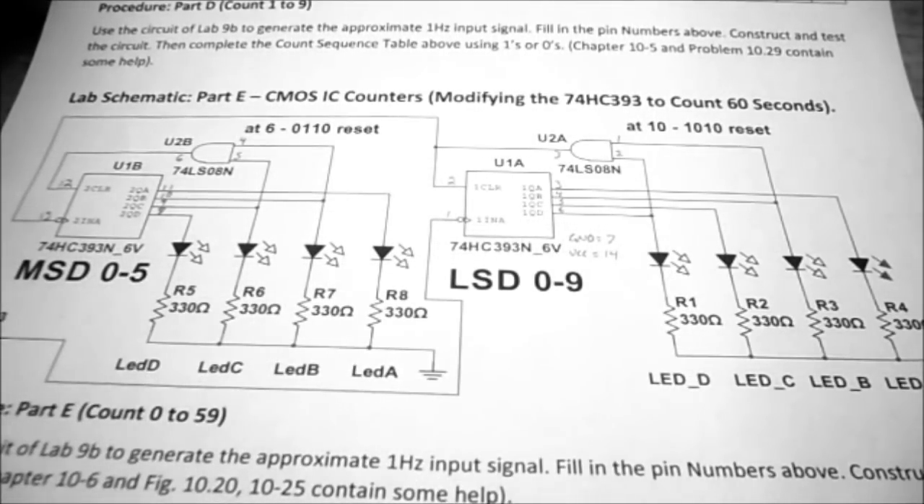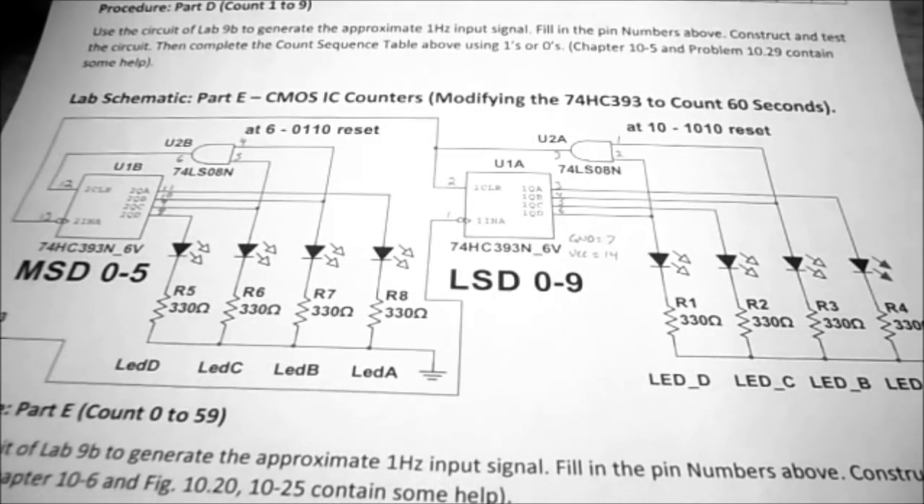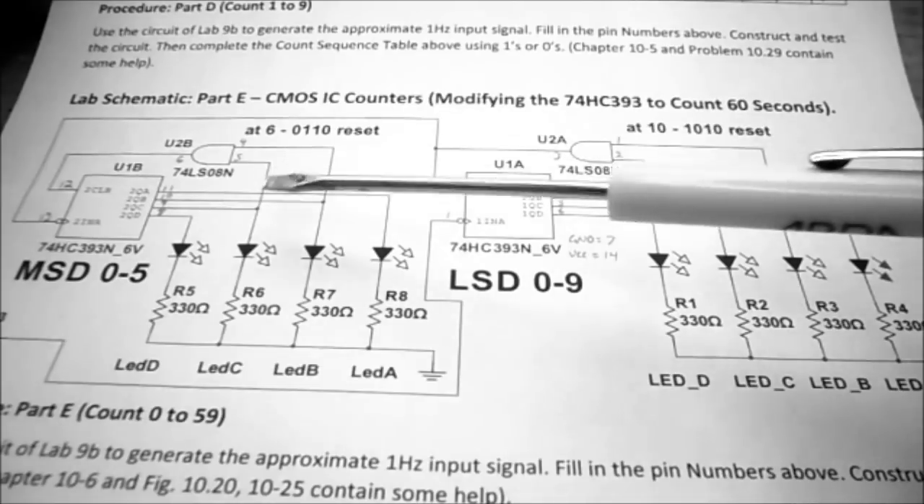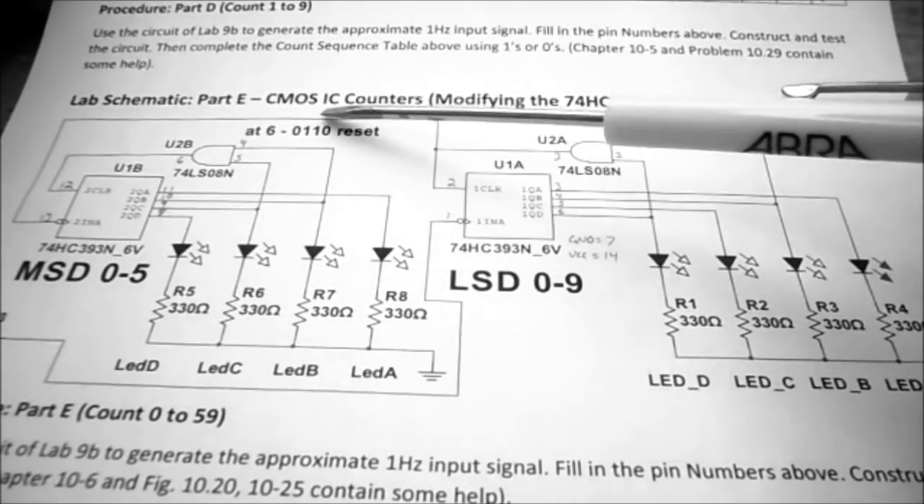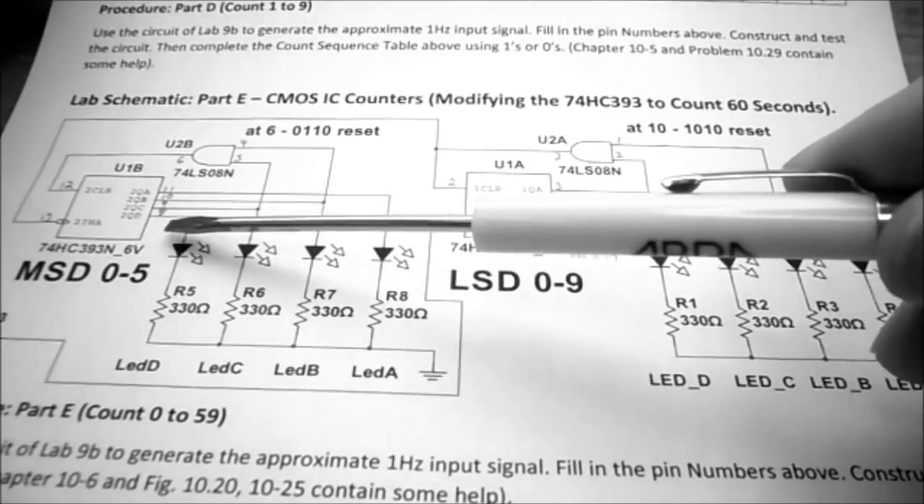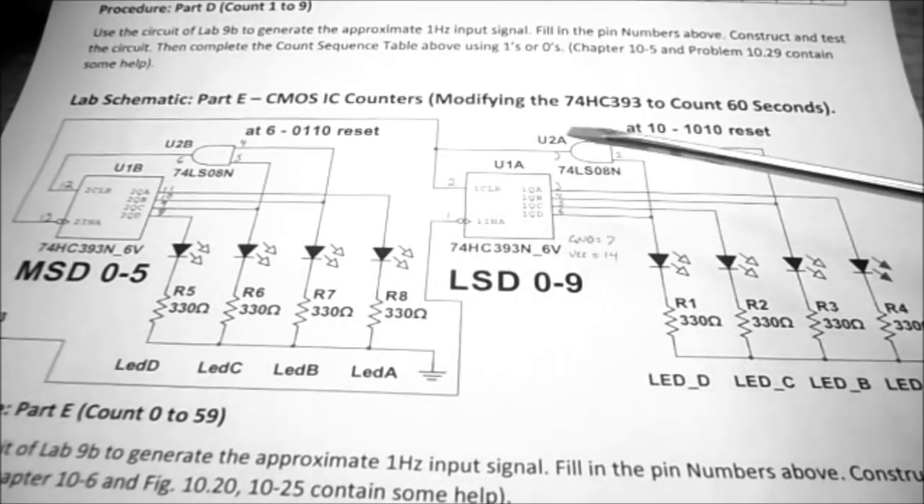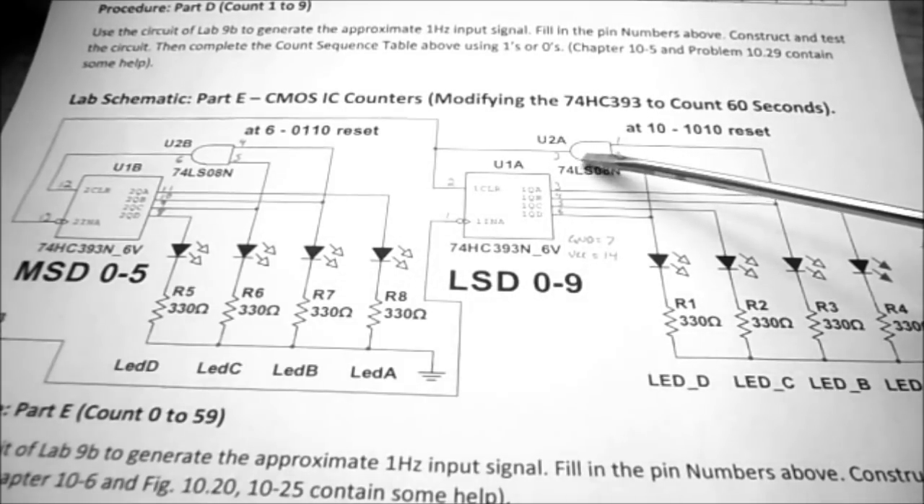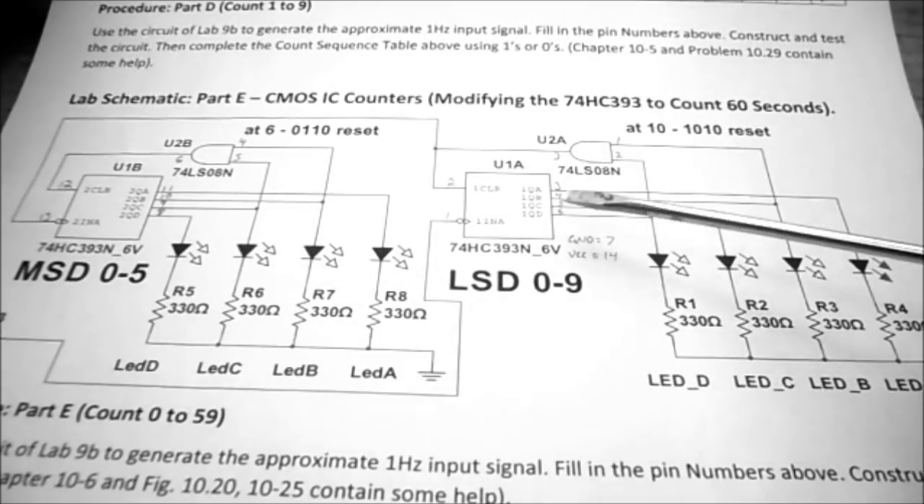So under lab schematic part E, this looks like a fairly large circuit, but it's not. It consists of U1A and U1B, which is the CMOS IC counter. So there's two counters in one IC. We're going to be using two AND gates, and of course they're in one IC.